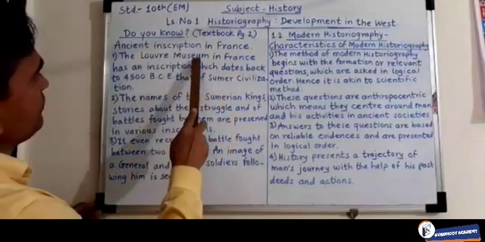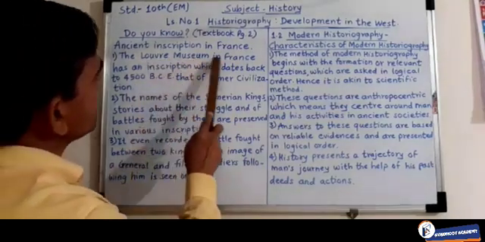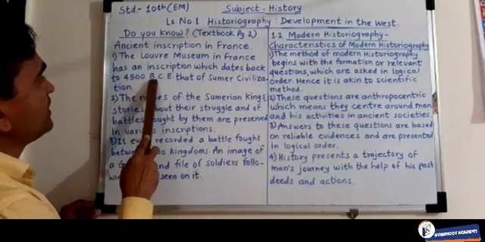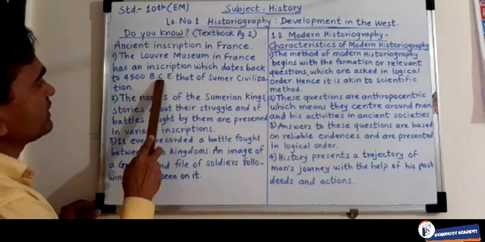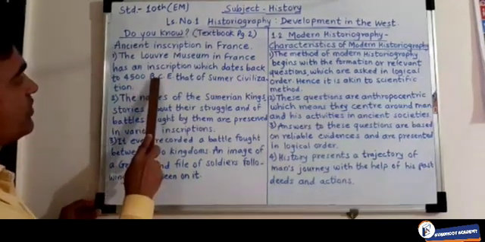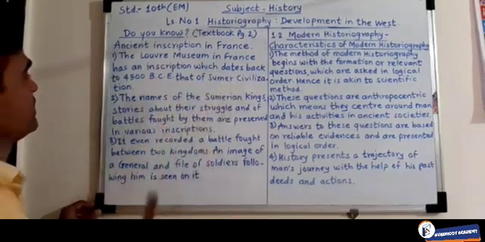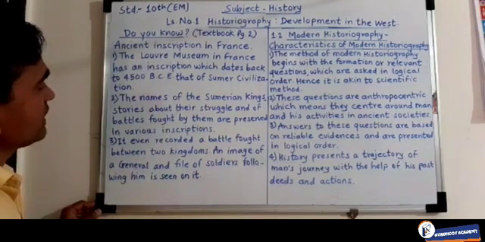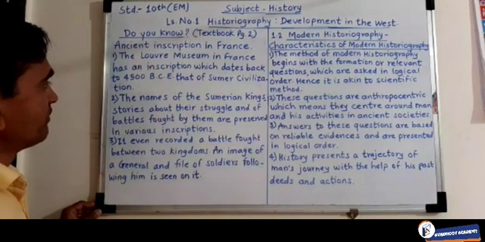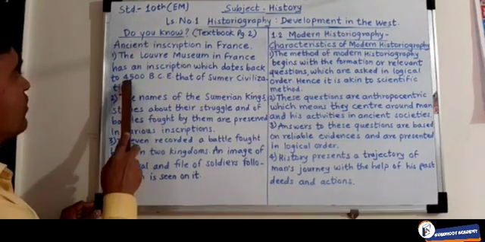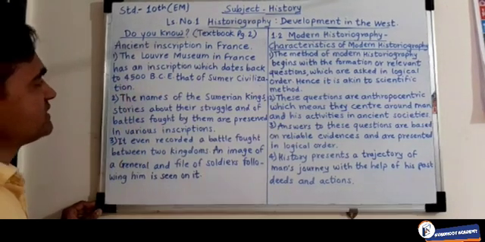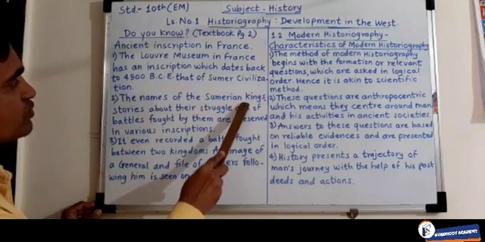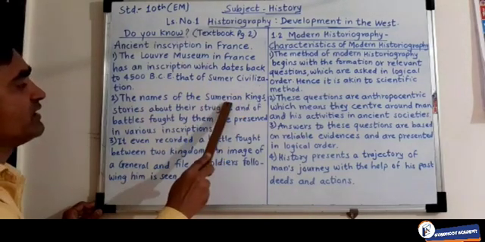The Louvre Museum in France has an inscription which dates back to 4500 BCE. BCE means before Christian era, or before Christ era, of the Sumer civilization. The inscription was found and kept in the Louvre Museum, dating back to 4500 BCE, of the Sumer civilization. It contains the names of the Sumerian kings; Sumer is a civilization.